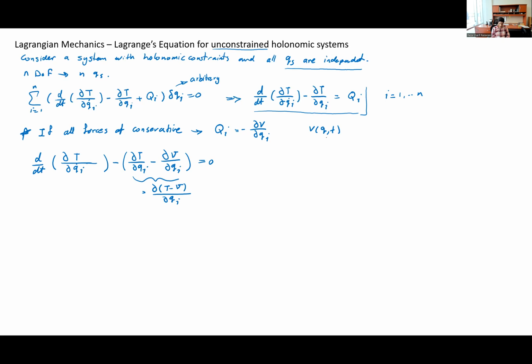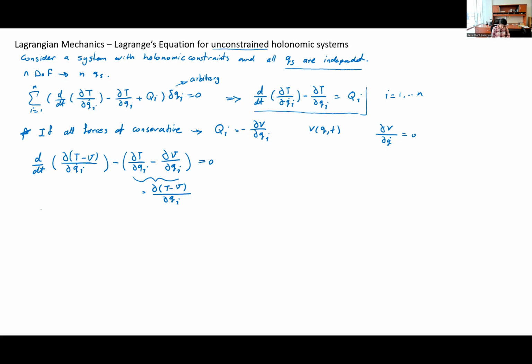And remember, V is only a function of q. So partial V partial q dot is actually 0. So what I can do is change this to T minus V, because partial V partial q dot doesn't change anything, that's 0. And now I have the two terms, T minus V. And that is what we have.